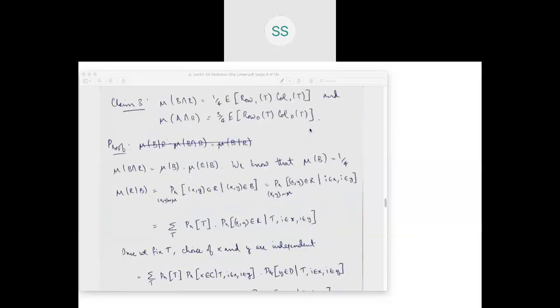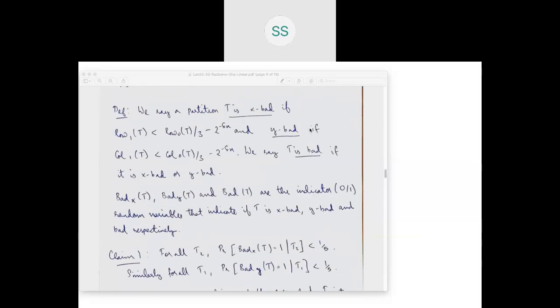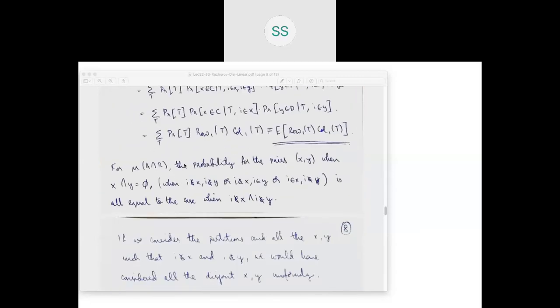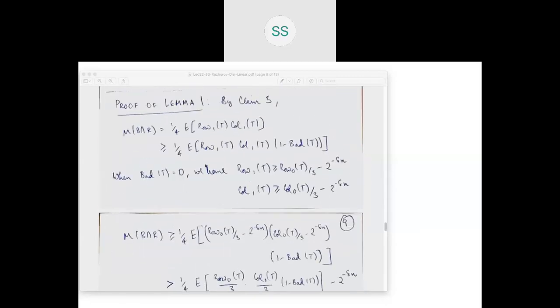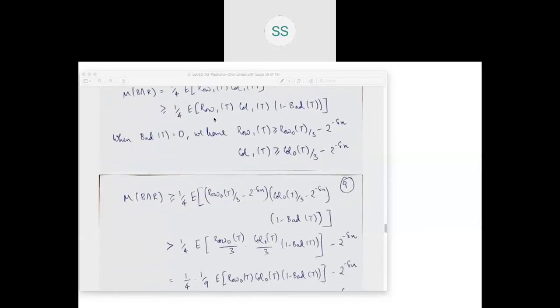And what is the definition of being good? The definition of being good was: row 1t is greater than or equal to this, and column 1t is greater than or equal to this. So I write that again here. Row 1t is greater than or equal to this, and column 1t is greater than or equal to this. So I can write that now here. Mu B intersection R is at least 1/4 times this times 1 minus bad t.